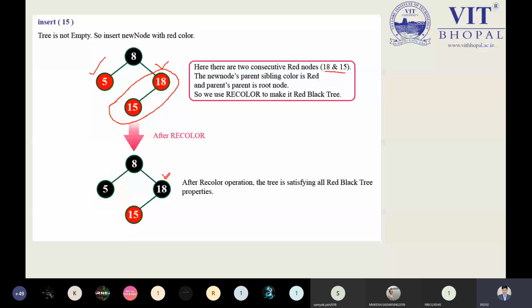18 is the parent of 15, and 8 is the parent of 18. So we can say the parent of the parent of 15 is the root node, 8. So definitely we have to see that 5 is the sibling node of 18, and that could be black. Why could that be black? It is a very simple concept. 5 is the leaf node on the left side, so we can say it should be black. So we have done this activity.